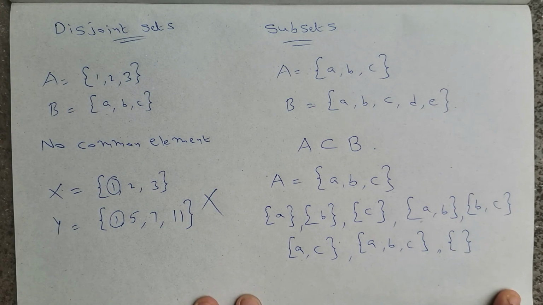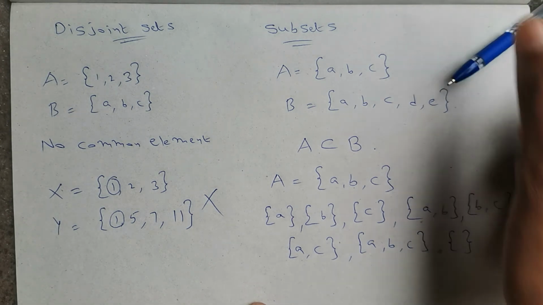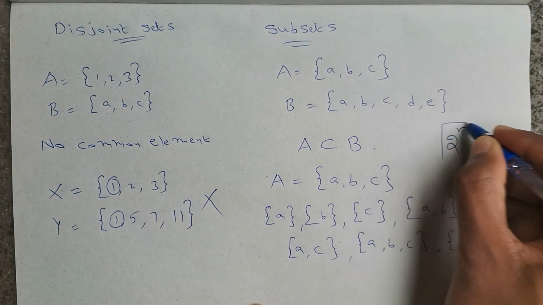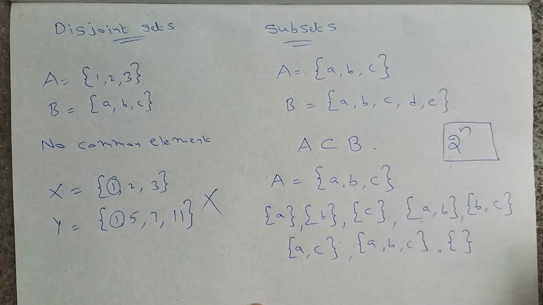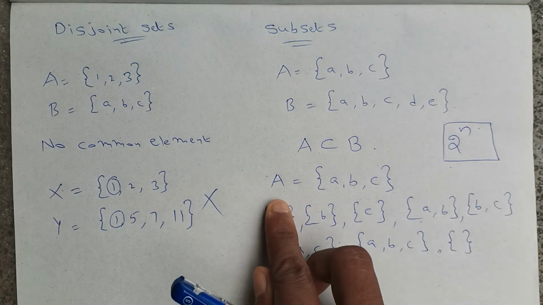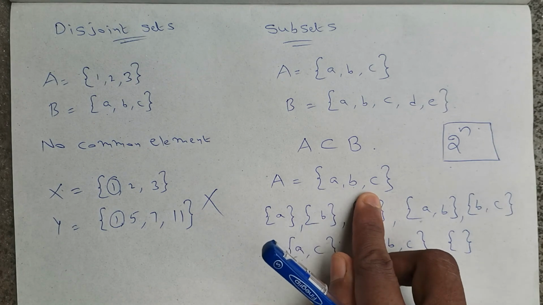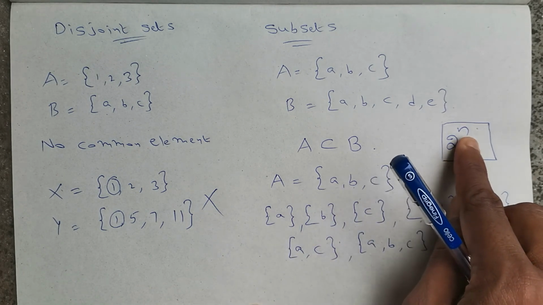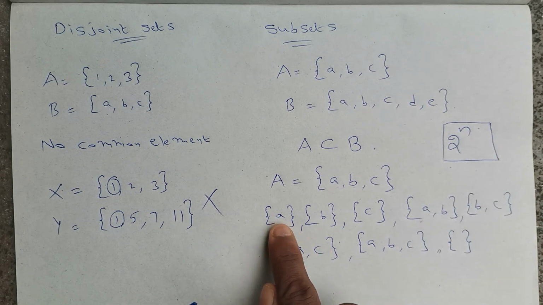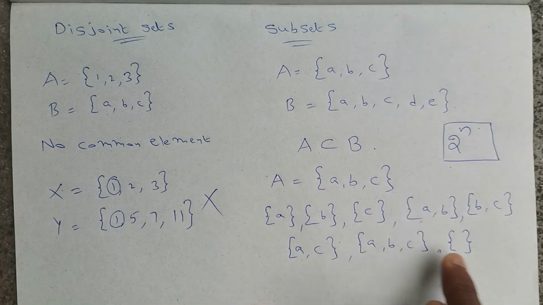And we need to know the formula of subsets, that is, how many subsets there are. The number of subsets formula is 2 power n. This n is nothing but the number of elements in the set. For example, if we take this set A, we have a, b, c, 3 elements. 2 power 3 is 8. So 8 subsets should be there: 1, 2, 3, 4, 5, 6, 7, 8. Yes, we have 8 subsets.